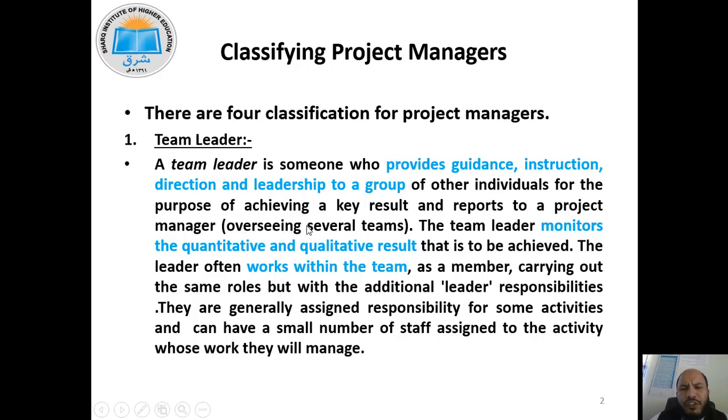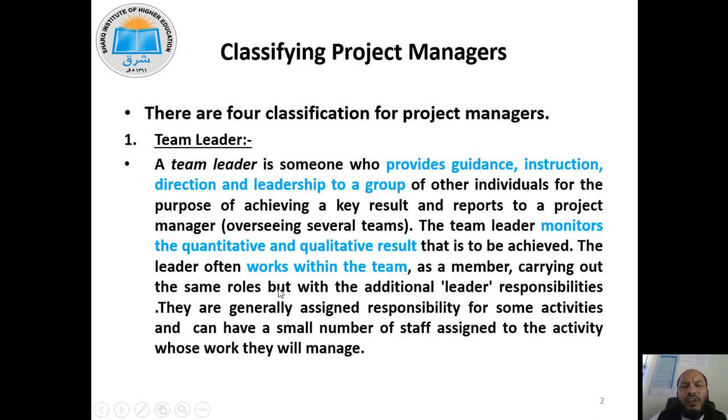So team leader is the person who will guide, instruct, and direct a number of individuals within a project, and they will try to do all this to achieve the results of the project and to report about the project activities to the project manager. The team leader monitors the qualitative and quantitative results that are to be achieved. So they will always strive to monitor the team results qualitatively and quantitatively, and they want to achieve that.